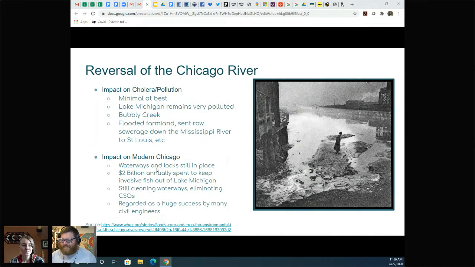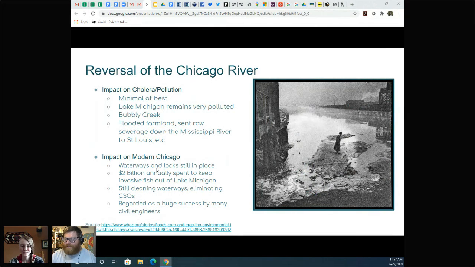So the impact on cholera was probably minimal at best. It did keep this stuff away from the water intakes, which is something. But that said, Lake Michigan remains extraordinarily polluted today. This is after several decades of the Clean Air and Clean Water Act. Before the Clean Air and Clean Water Act, it was terrifyingly polluted.